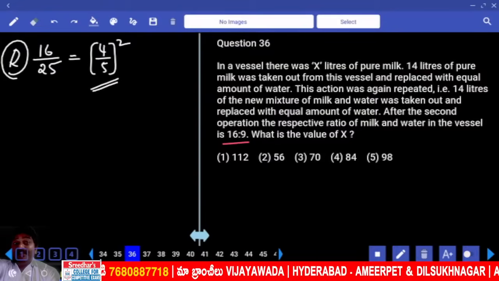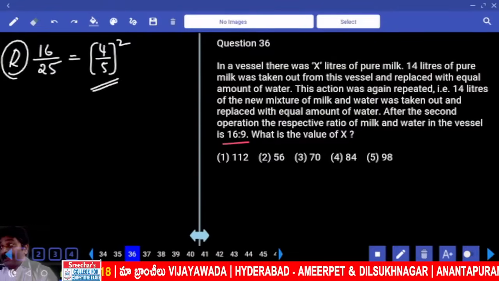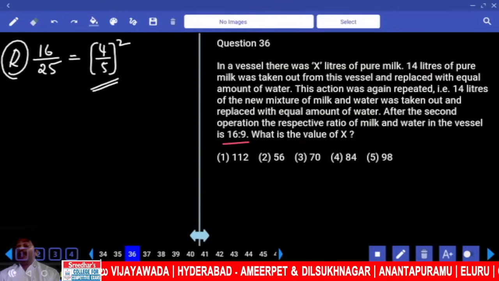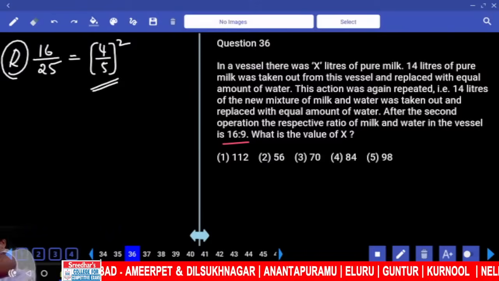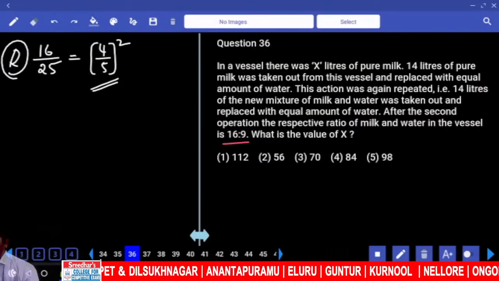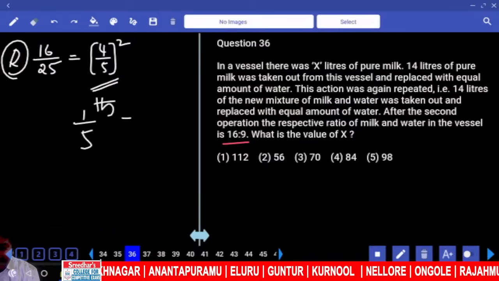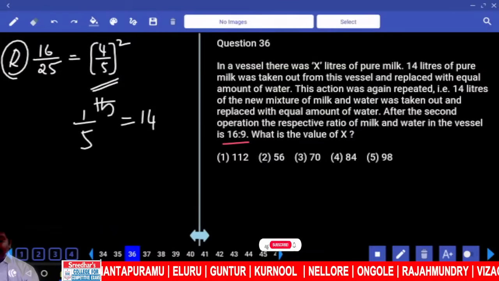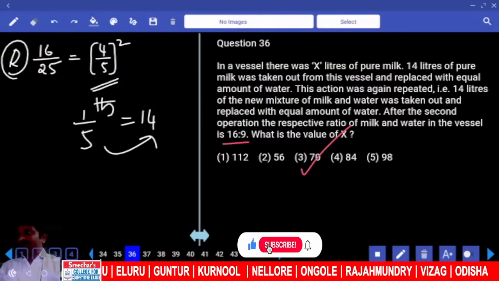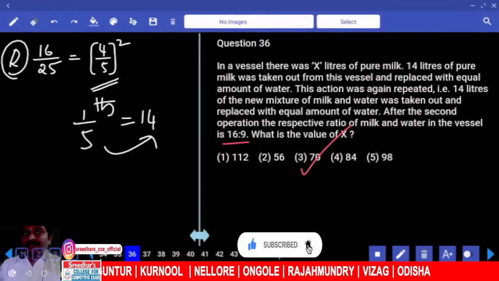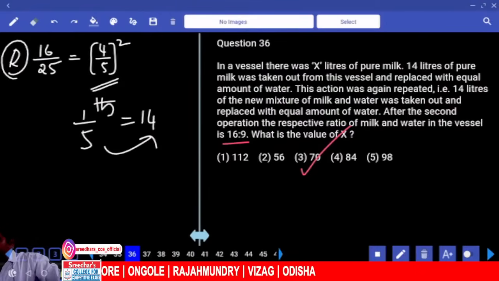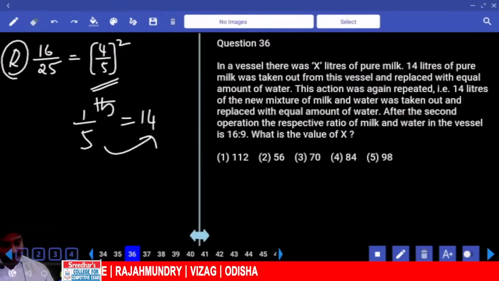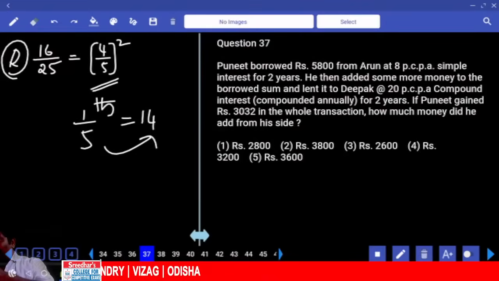Square is because this replacement is done 2 times. So every time milk is becoming 4/5 only. If milk becomes 4/5, how much is taken out? That 1/5 quantity is equal to 14 liters. Then 1 is equal to 70 liters, third option. Is it clear? The key seems to have a mistake, showing 56, but 70 is the right answer.